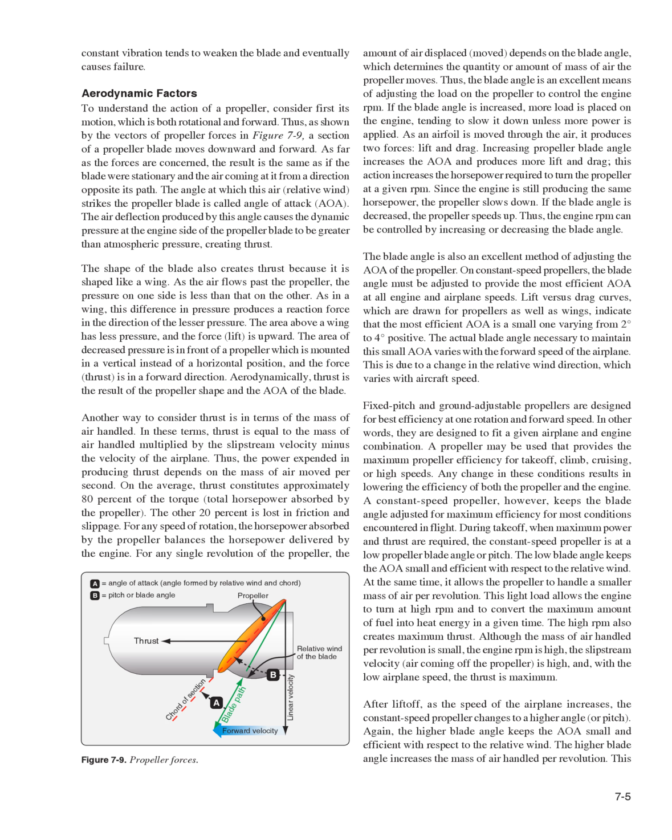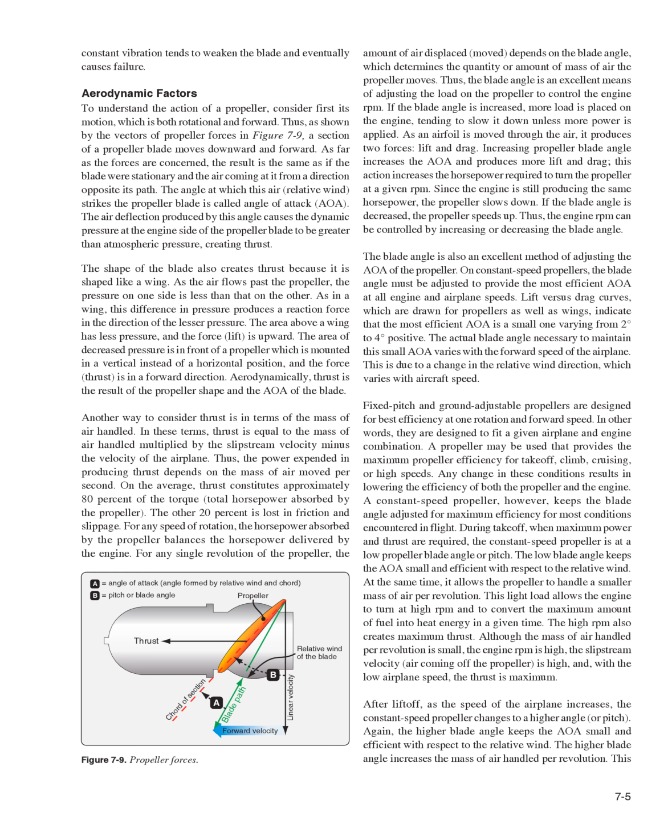The high RPM also creates maximum thrust. Although the mass of air handled per revolution is small, the engine RPM is high. The slipstream velocity, air coming off the propeller, is high and, with the low airplane speed, the thrust is maximum. After liftoff, as the speed of the airplane increases, the constant speed propeller changes to a higher angle or pitch.